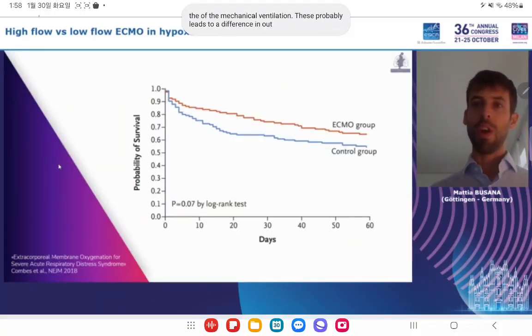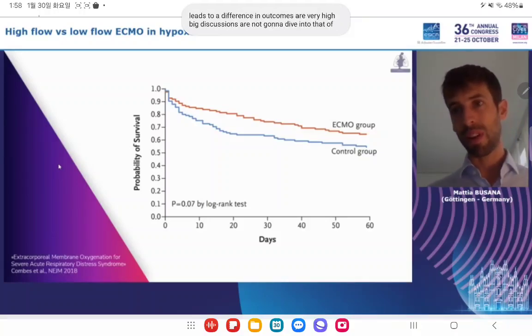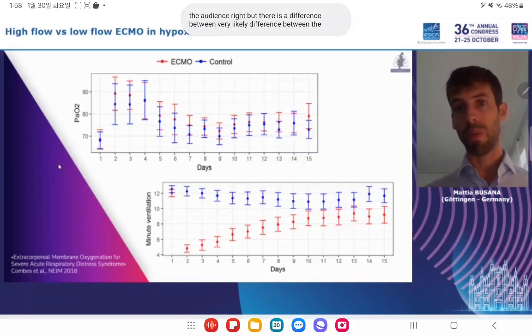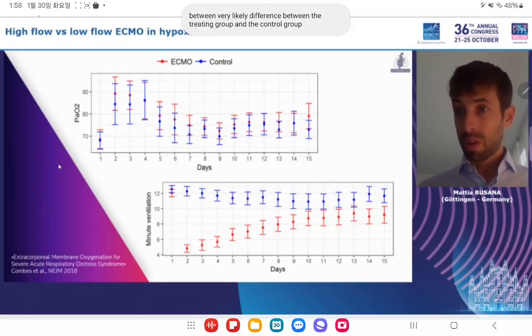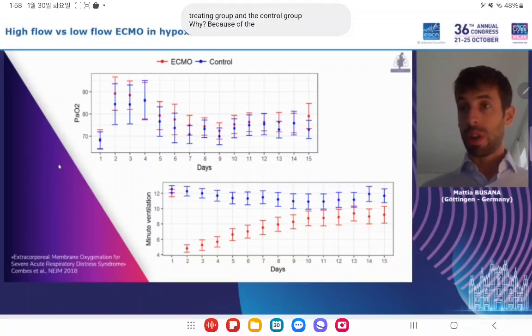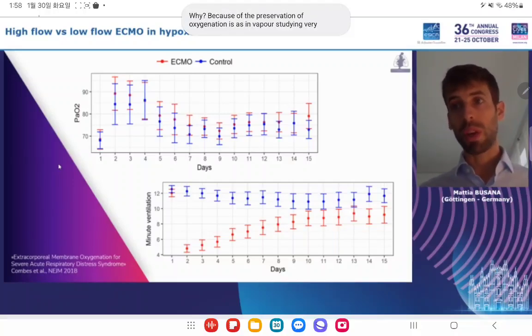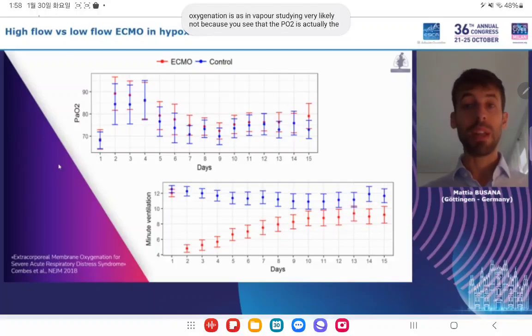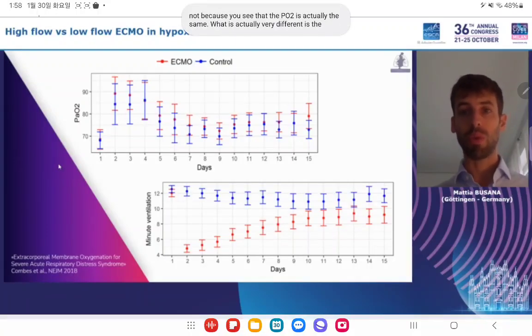There are very big discussions. I'm not going to dive into that of the Eolia trial, but there is a very likely difference between the treated group and the control group. Why? Because of the preservation of oxygenation as in the Zepo study? Very likely not, because you see that the PO2 is actually the same. What is actually very different is the minute ventilation of the two groups.